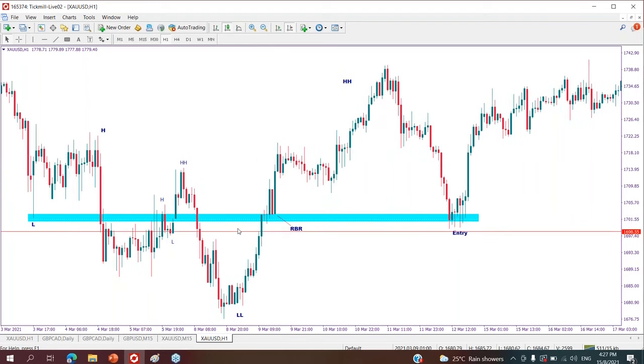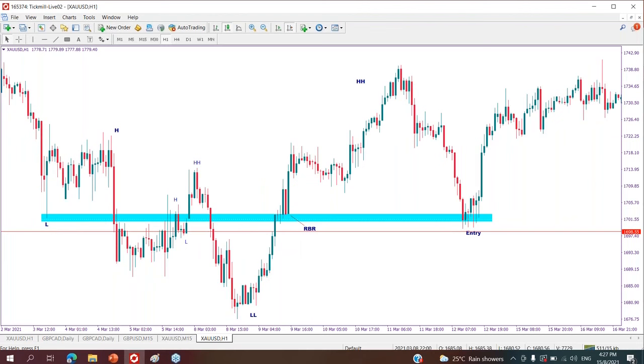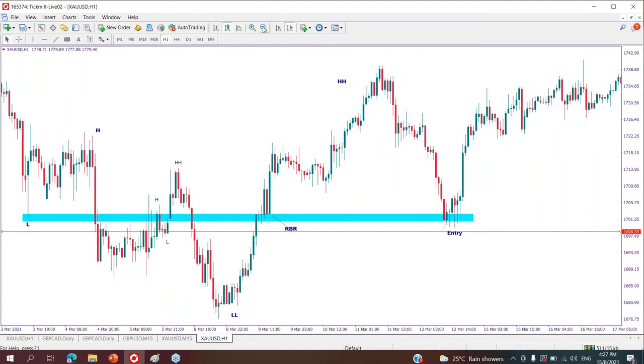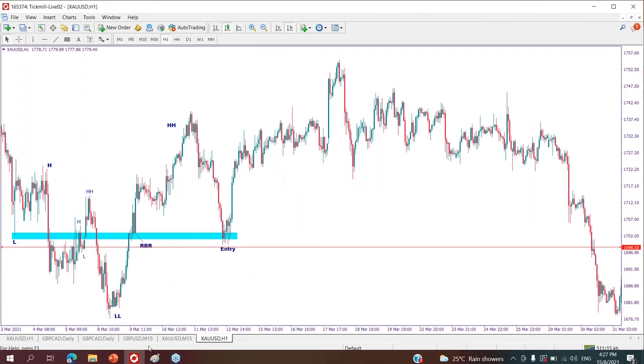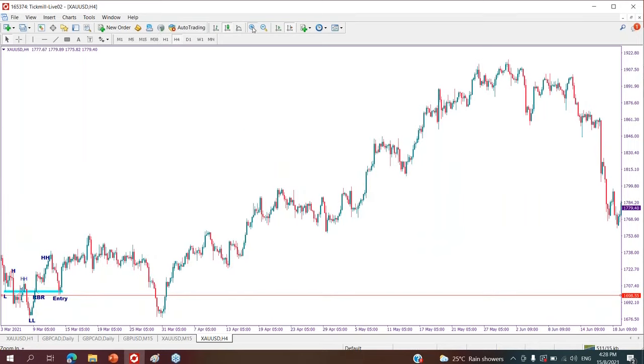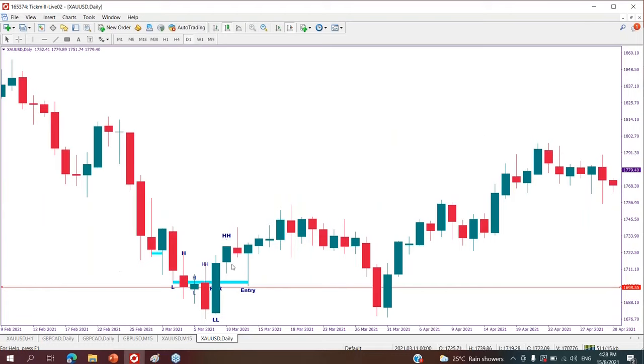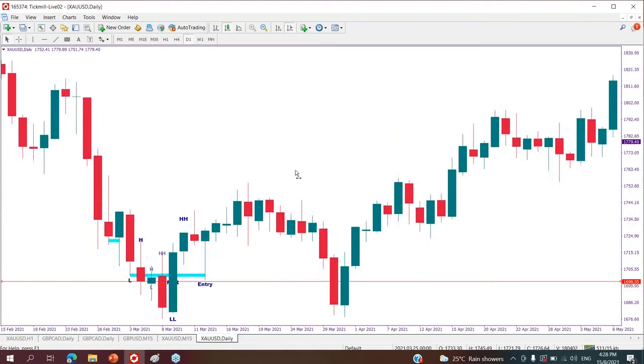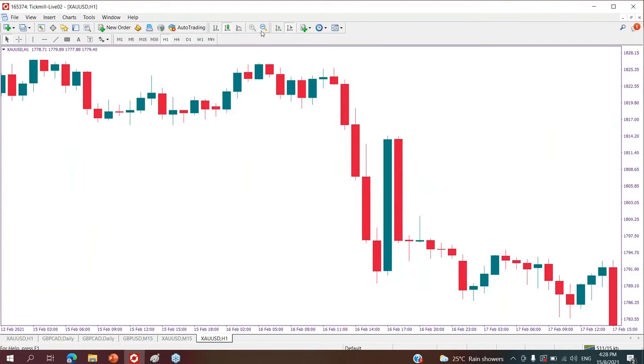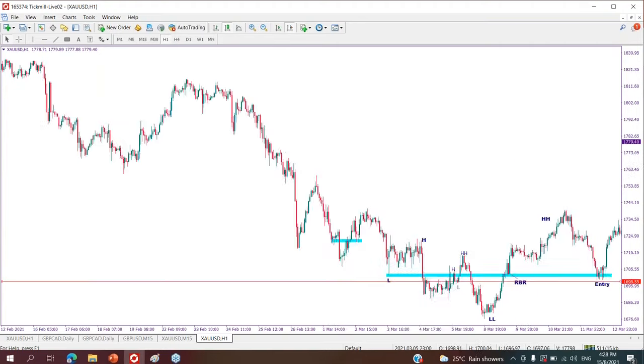Because this is the entry point, the stop loss is 30 pips from our entry point. But who wants to put an SL in this beautiful setup? We have a bullish engulfing. We have a very, very strong confirmation. You kidding me?